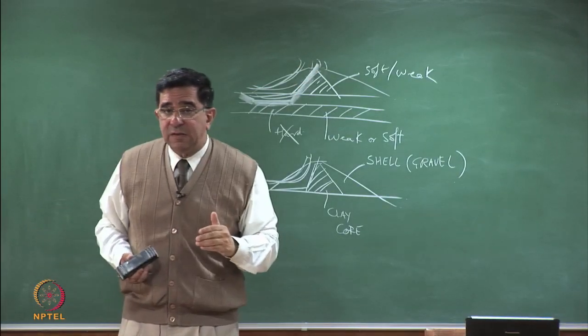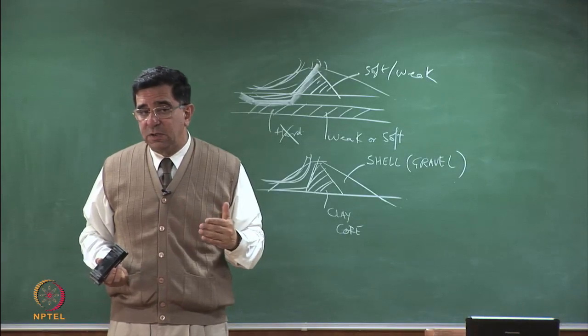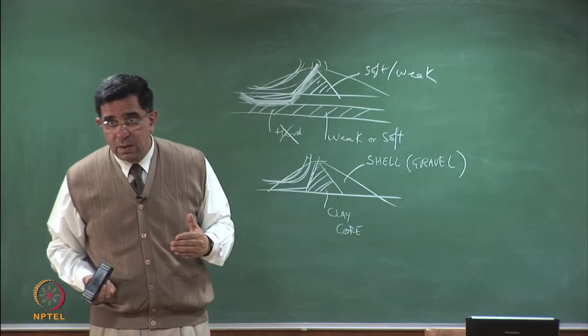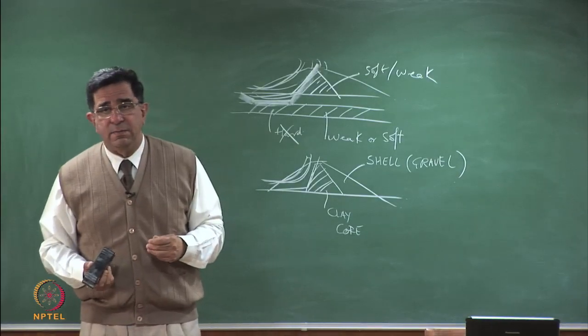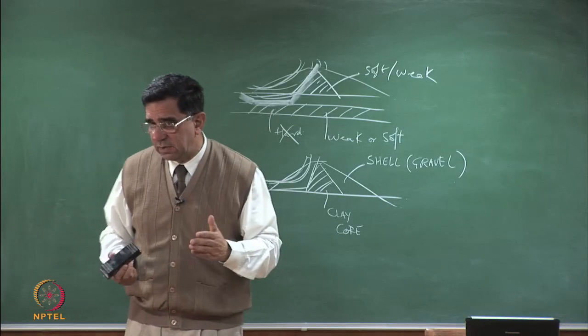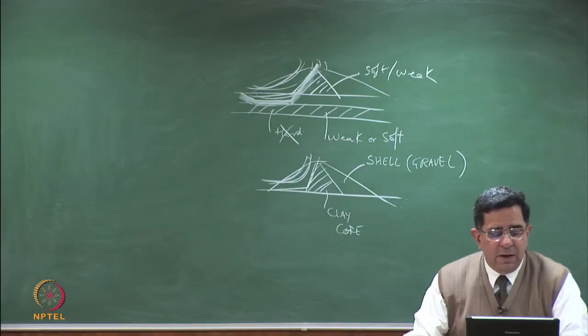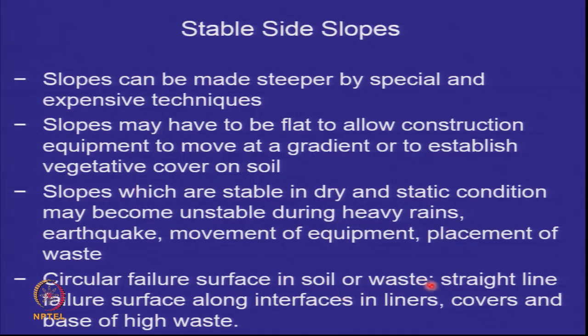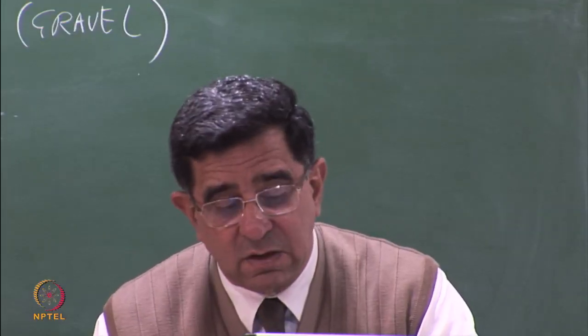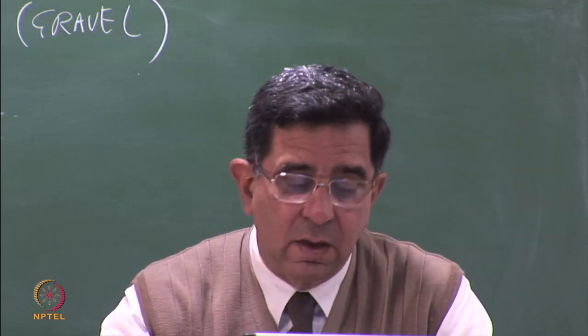So by and large, as geotechnical engineers, in homogeneous materials, we tend to have circular failure surfaces. In the case of landfills, this changes, and we will see how it changes. So what we say here is, we normally adopt circular failure surfaces in soil or in the waste, and we normally adopt straight line failure surfaces along interfaces in liners, covers, and base of highways. We will look at these separately. So there are two types of failure surfaces that you are going to deal with: circular failure surfaces and straight line failure surfaces.